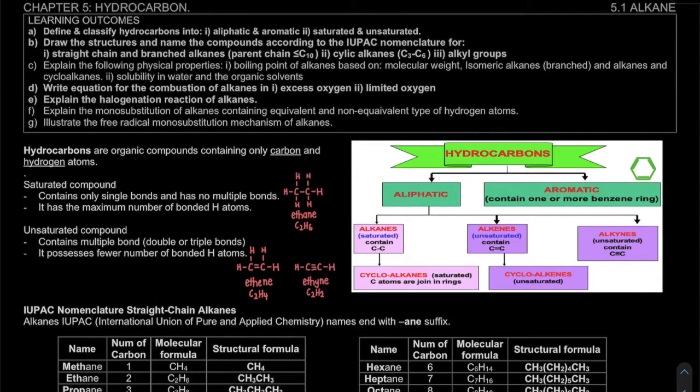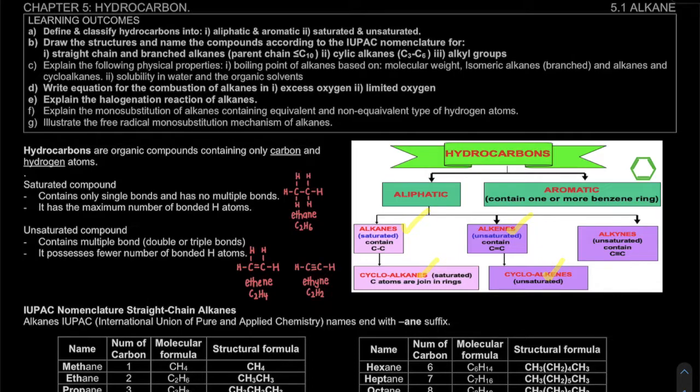Okay, so the aliphatic hydrocarbon can be divided into three. Alkane, which is a saturated compound that contains only carbon-carbon single bonds. We have alkene, which is an unsaturated compound and contains a carbon-carbon double bond, and alkyne, which contains a carbon-carbon triple bond. So alkyne is an unsaturated compound as well. For alkane and alkene, we do learn about the cyclic compounds. For alkane, we have our cycloalkane, and for alkene, we have our cycloalkene.